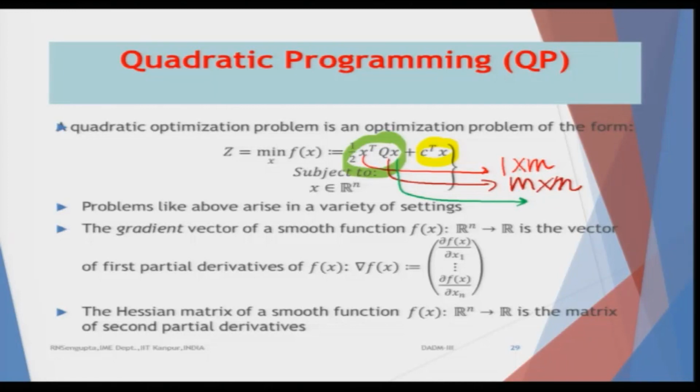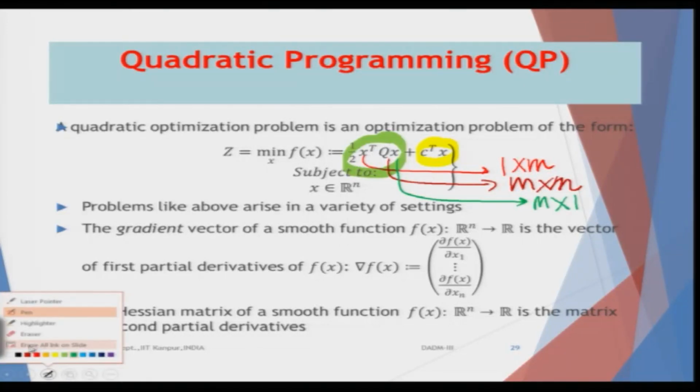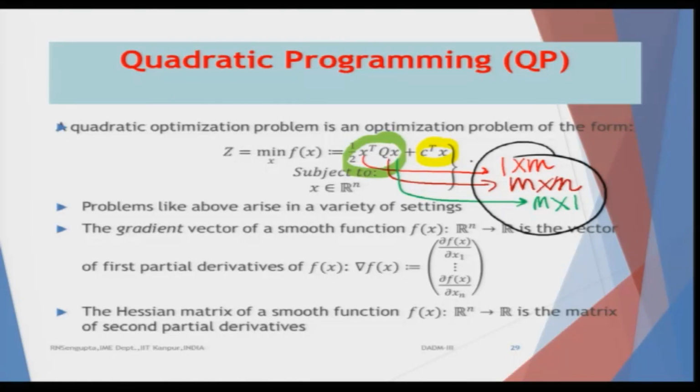So, if x transpose is 1 cross m, x will be m cross 1. So, when I multiply 1 cross m into m cross m, it is 1 cross m, and when I am multiplying 1 cross m into m cross 1, it will be 1 cross 1, which is a value. Similarly, when I go to c transpose into x, I already know the size of x as m cross 1.